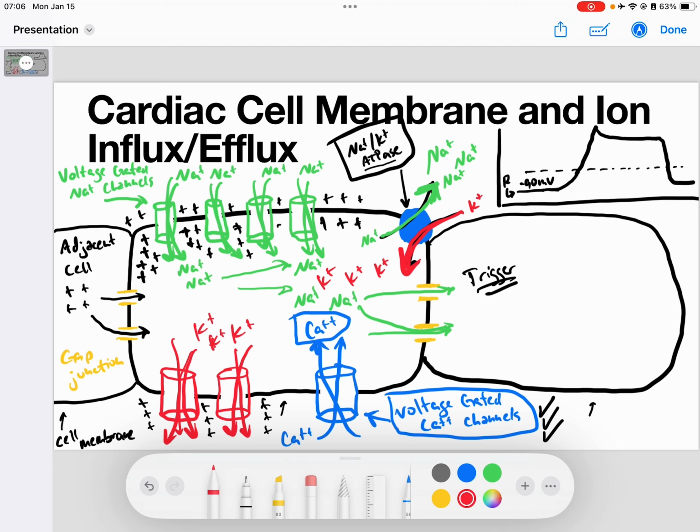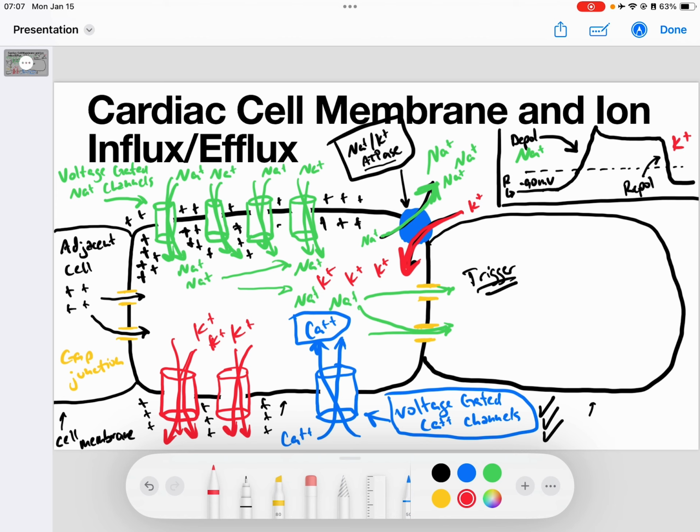Depolarization is this phase right here. Depolarization. And then we get our repolarization. So when I say that depolarization is accomplished from our sodium rushing in, and our repolarization is accomplished by our potassium rushing out of the cell.